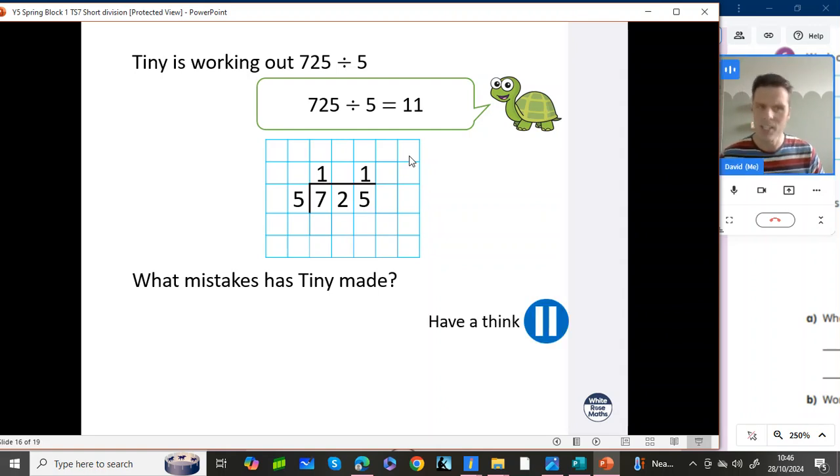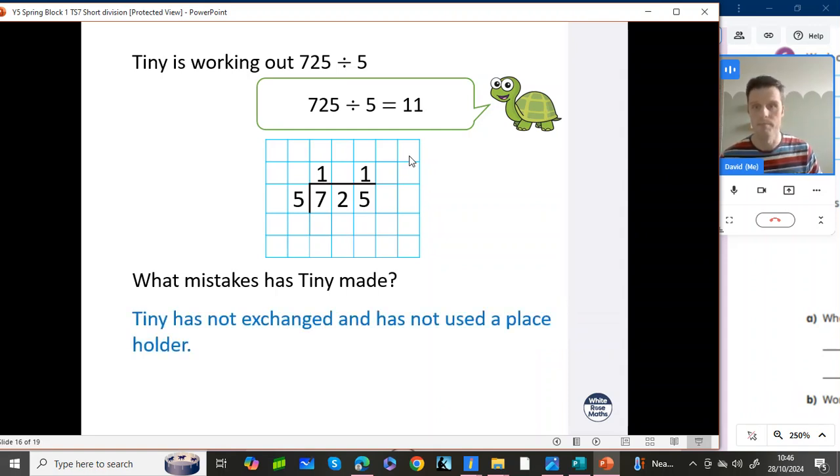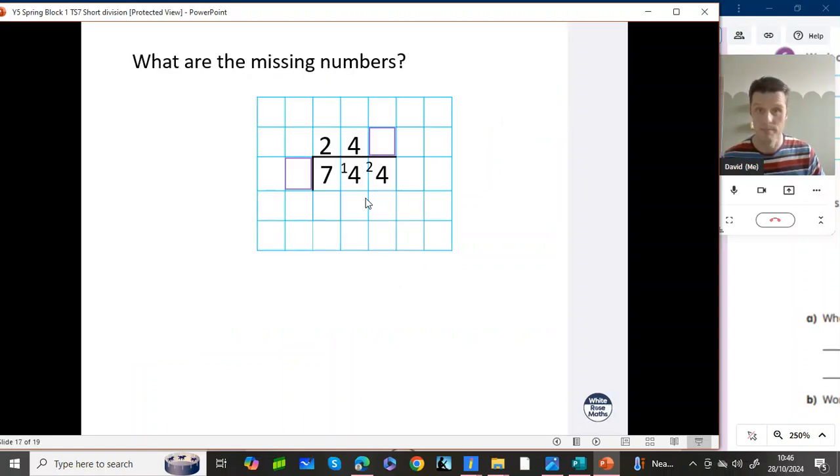Okay, so as you can see, he still should have tried to divide the 2 and he's forgotten the exchange. So he should have put the 2 here to do 5 into 22, which would have been 4, but we left 2 remainder, which would have been 5 into 25, which was 5. So it should be 145 is the answer.